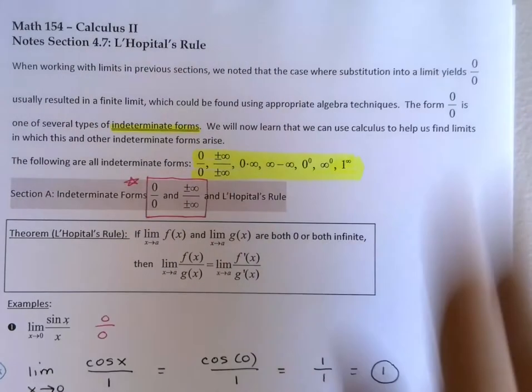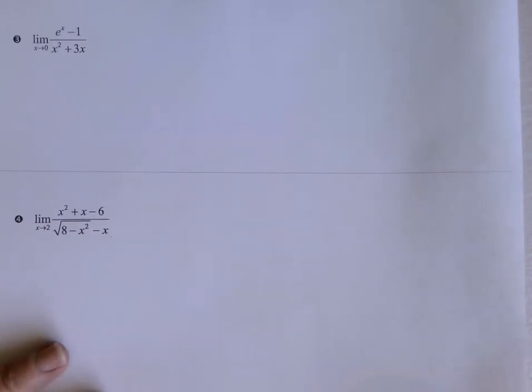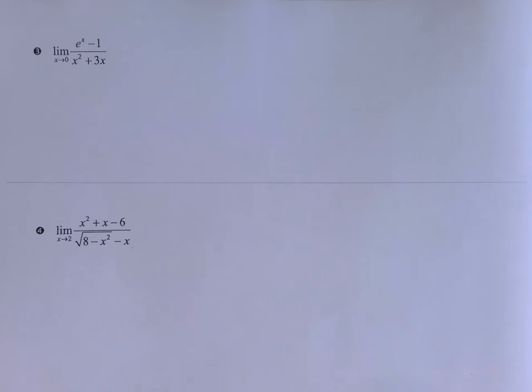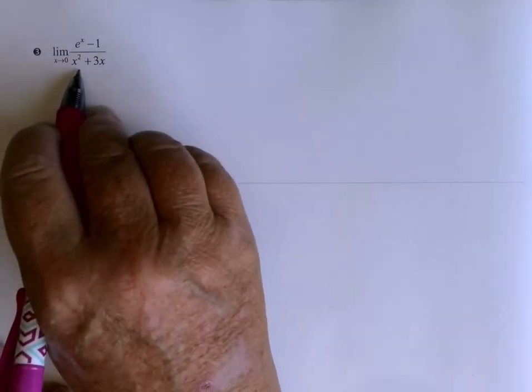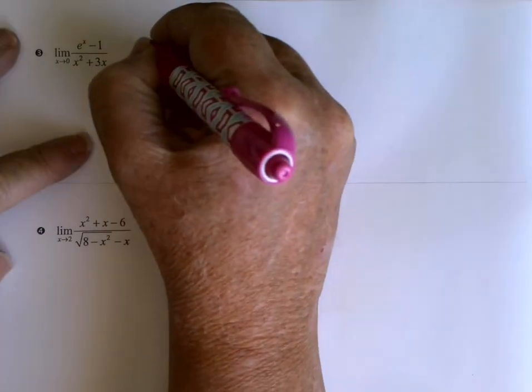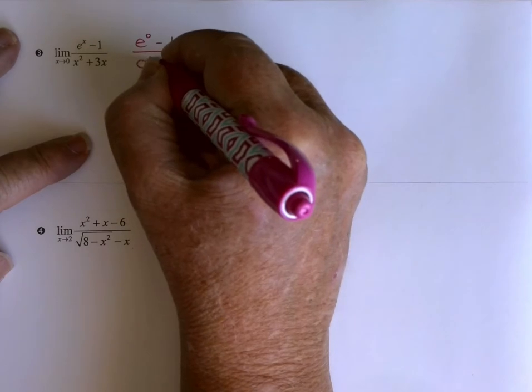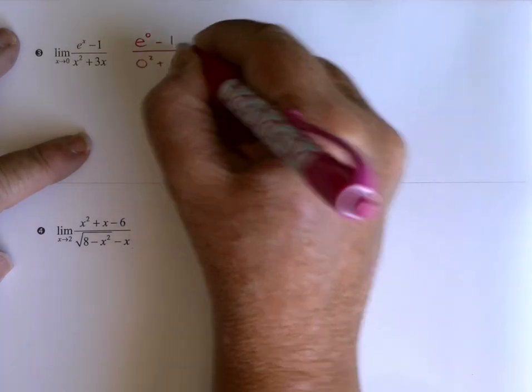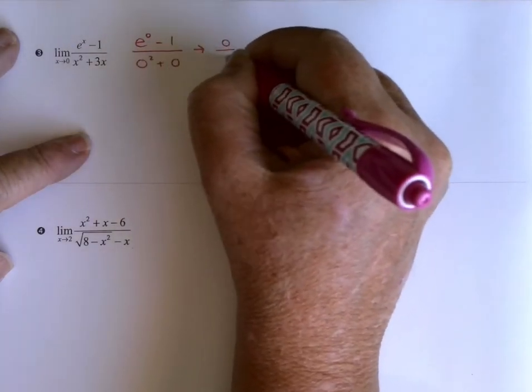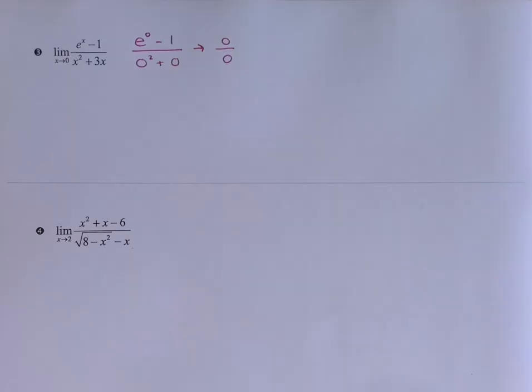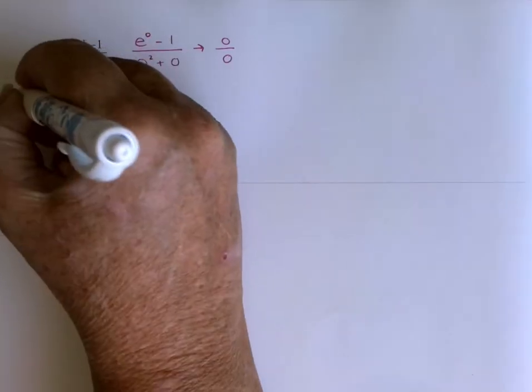All right, let's try a few more. It's important to always verify before you start that L'Hopital's rule applies. So let's make sure here. This one would be e to the 0 minus 1 over 0 squared plus 0. That's 1 minus 1 or 0 over 0. So yes, L'Hopital's rule does apply. So we'll go ahead and do it.